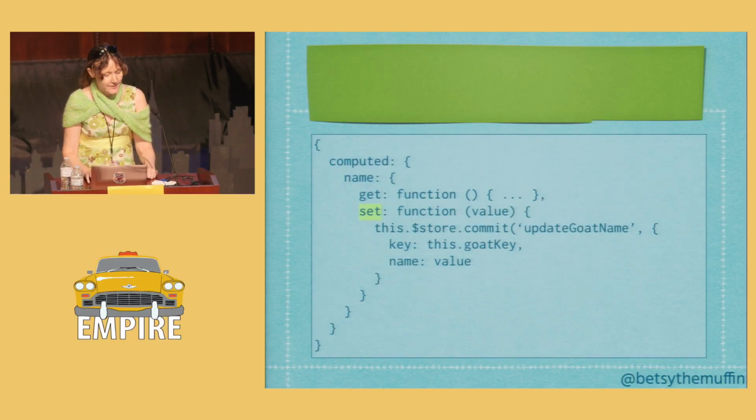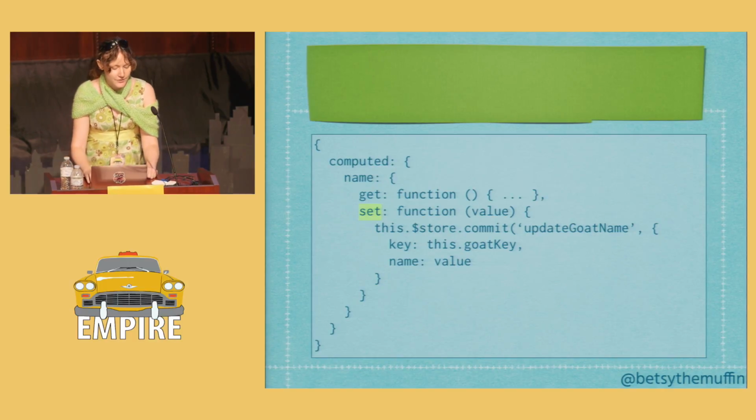But we can also define them as getter-setter pairs. This lets us leverage object-oriented principles around encapsulation and information hiding. Our templates don't need to care about the fact that we're referencing a store underneath, but we still get the power of a state manager.